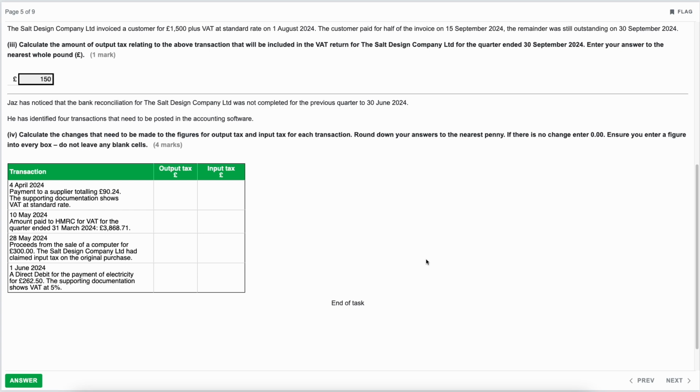So let's have a look at the first transaction then. On the 4th of April 2024, payment to a supplier totaling £90.24. The supporting documentation shows VAT at standard rate. Well, if this is a payment to a supplier, we would be able to claim back the input tax related to this purchase. So all we would need to do, because we've been given the gross amount, I think we know this by now, £90.24 divided by 6, and that would give the business an input tax that they could reclaim of £15.04.